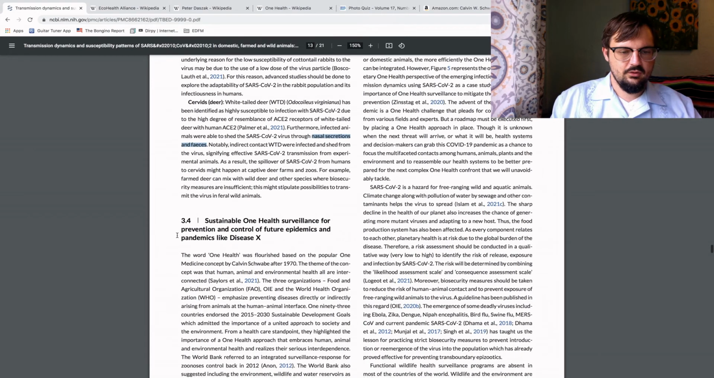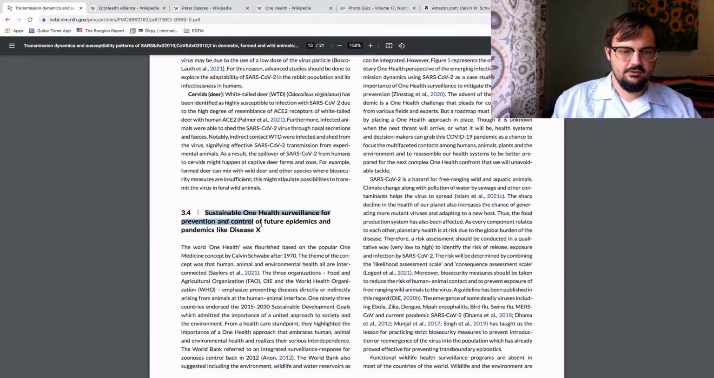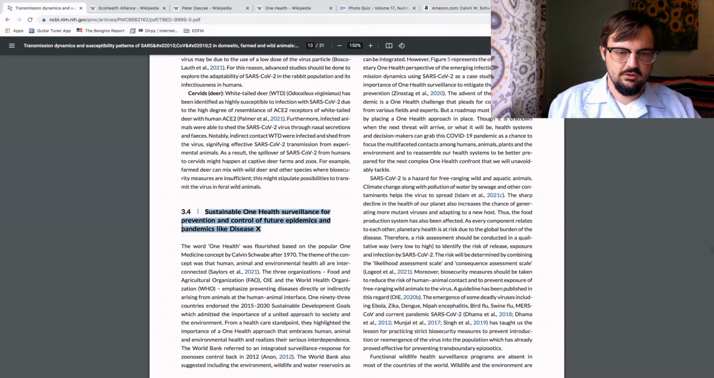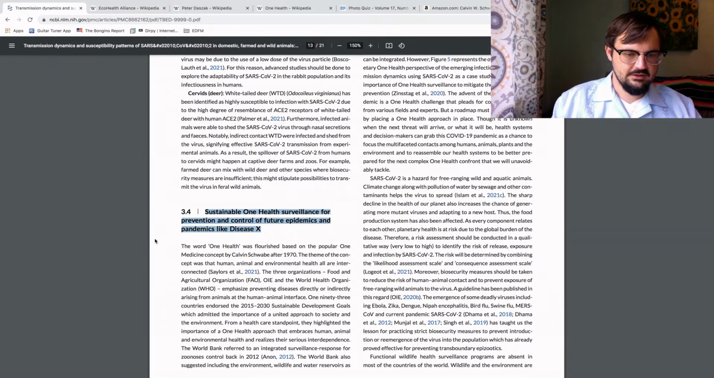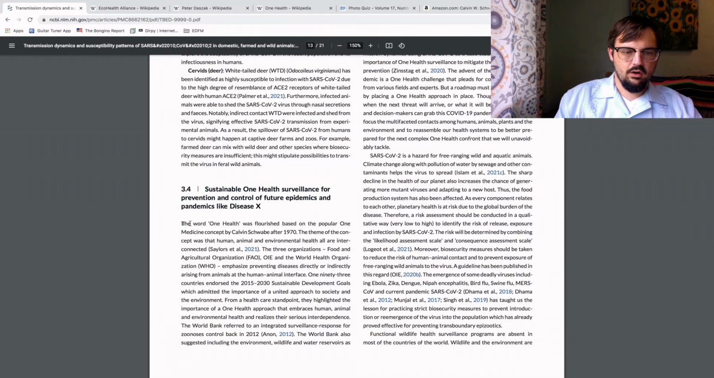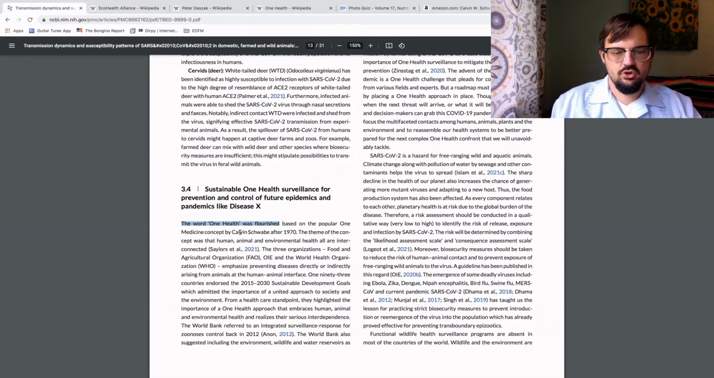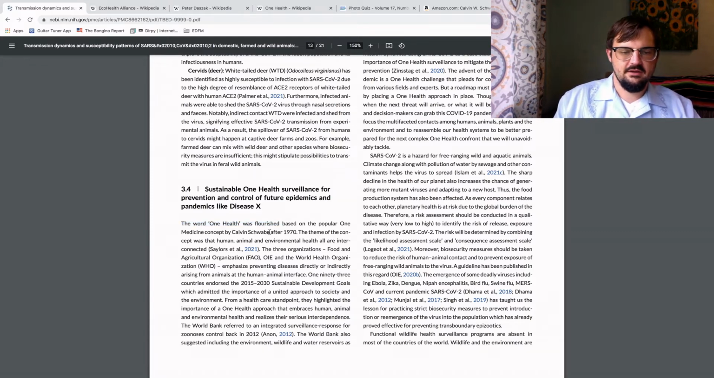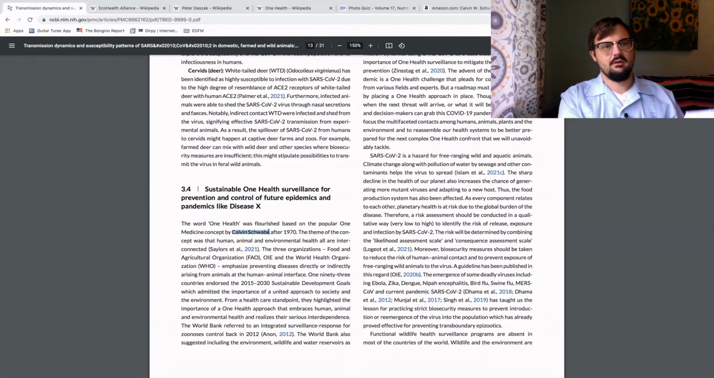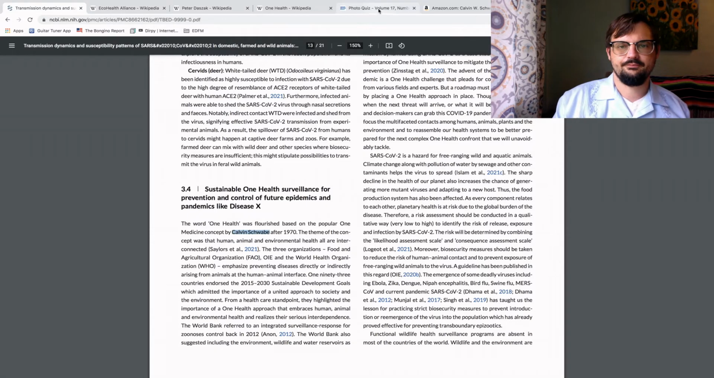So here it is, the rollout: sustainable One Health surveillance for prevention and control of future epidemics and pandemics like Disease X. The word One Health was flourished, this is not a native English speaker, based on the popular One Medicine concept by Calvin Schwab after 1970. So this is a new name for me. I'm going to get into him for a little bit.